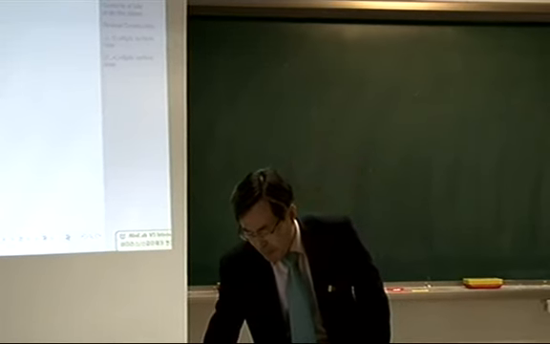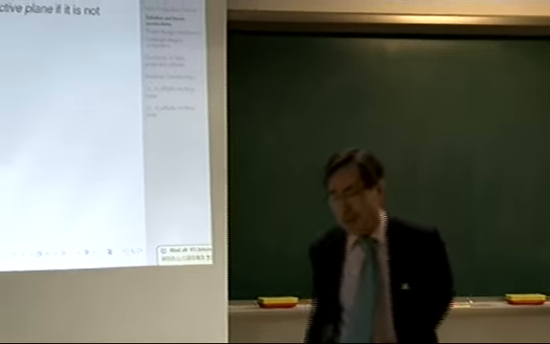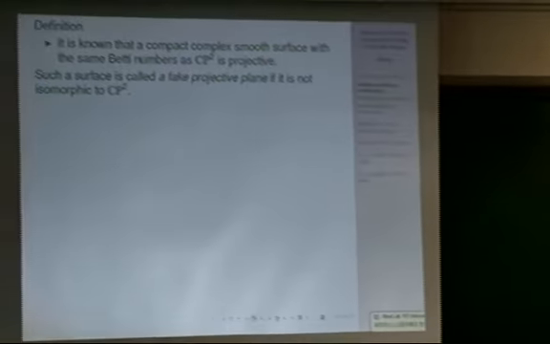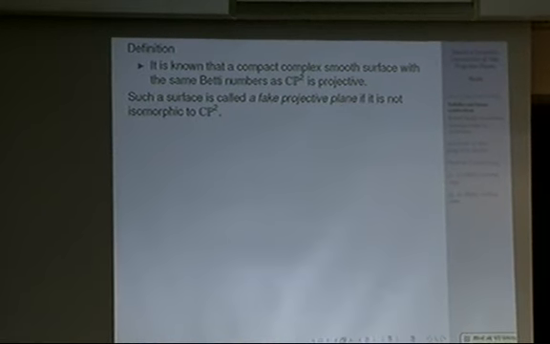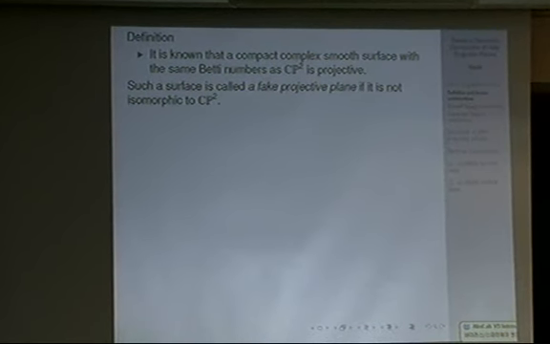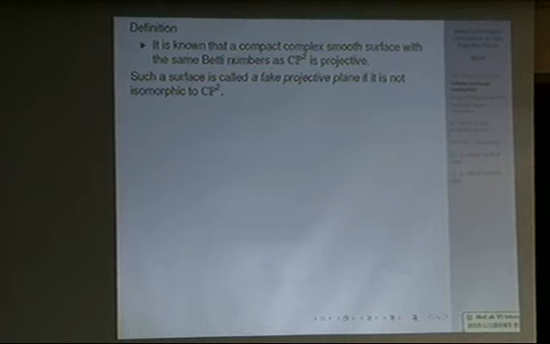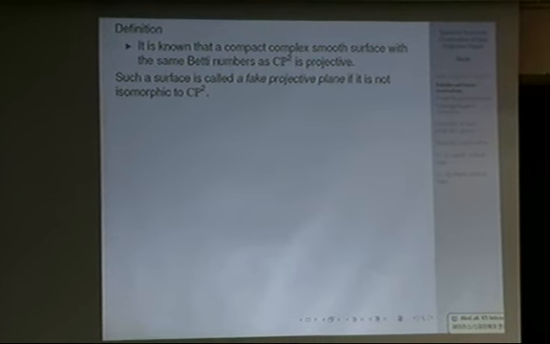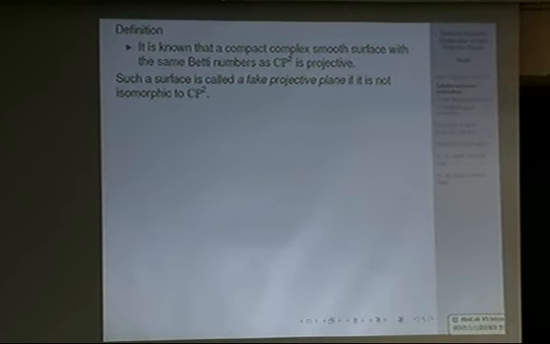So here's the definition. It is well known that a compact complex smooth surface with the same Betti numbers as CP2, meaning that the first Betti number is 0, the second Betti number is 1, and then by Poincare duality, the third Betti number is 0, is always projective. I mean, the algebraic surface can be embedded into a certain projective space. Such a surface is called a fake projective plane if it is not isomorphic to CP2.